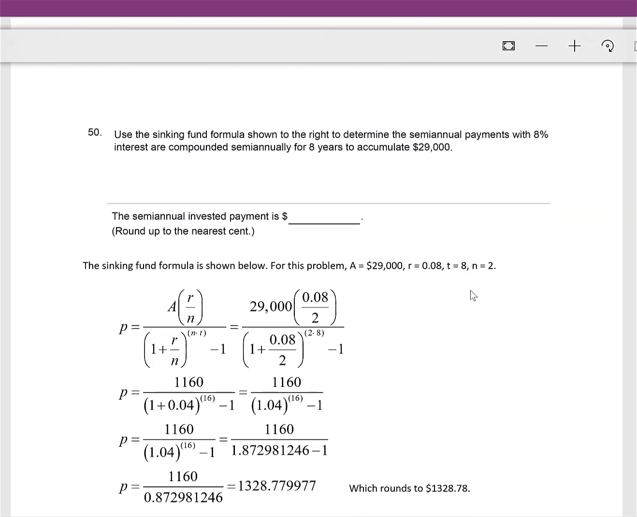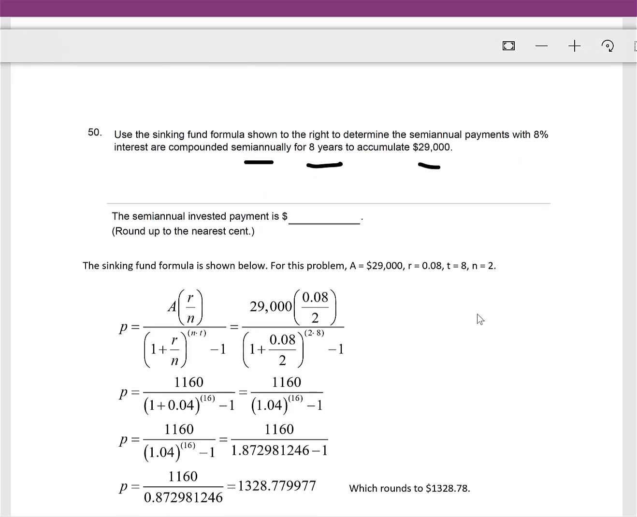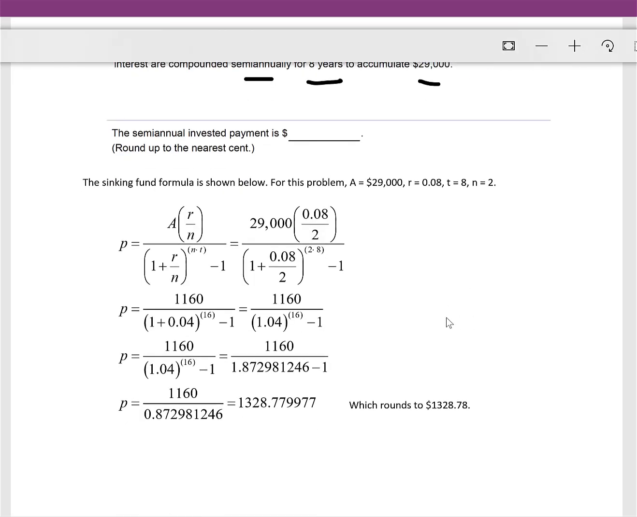And I think there's one more. Yes, sinking fund problem. So sinking fund is how much do we have to put in now in order to accumulate a certain amount. So we want to accumulate $29,000 after 8 years, semi-annual, 8%. So here's my formula. I put my values in, and so my payments are going to be $1328.78. So hopefully this review will help you get ready for your proctored midterm.